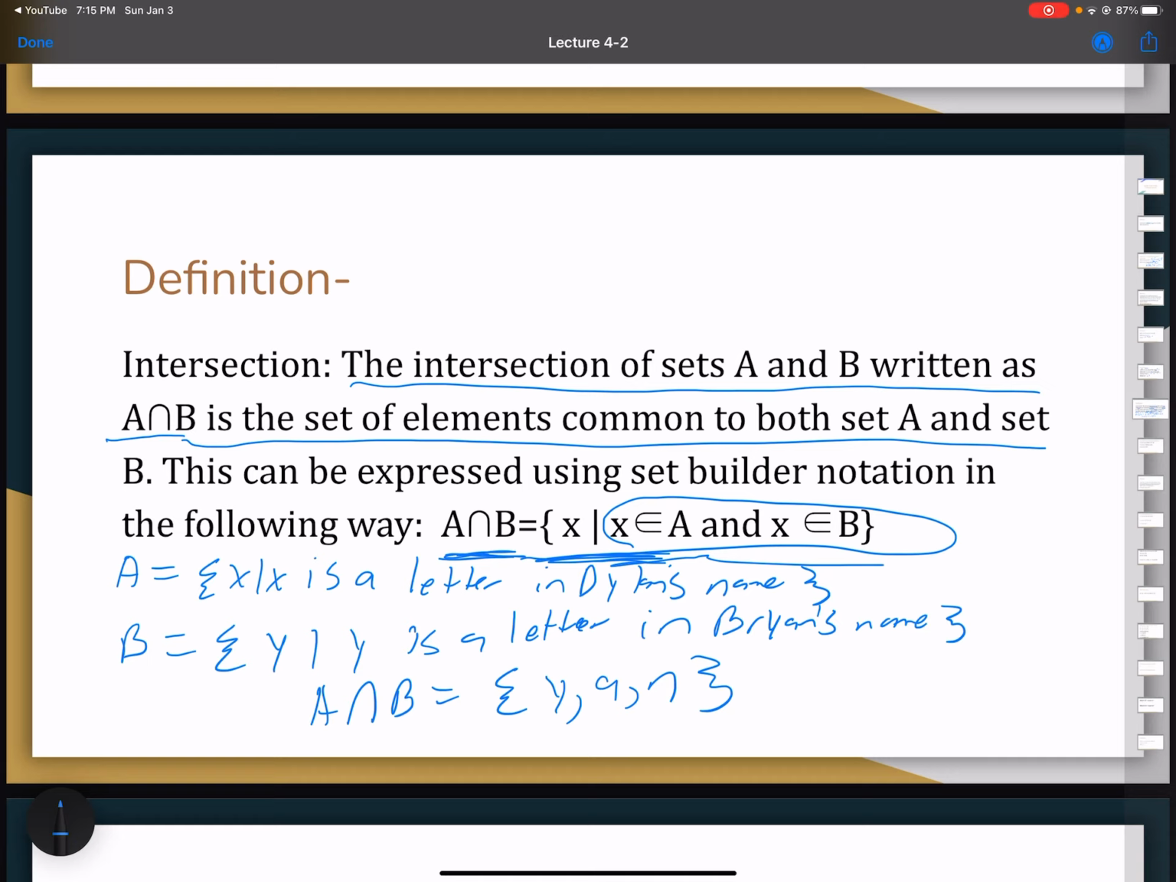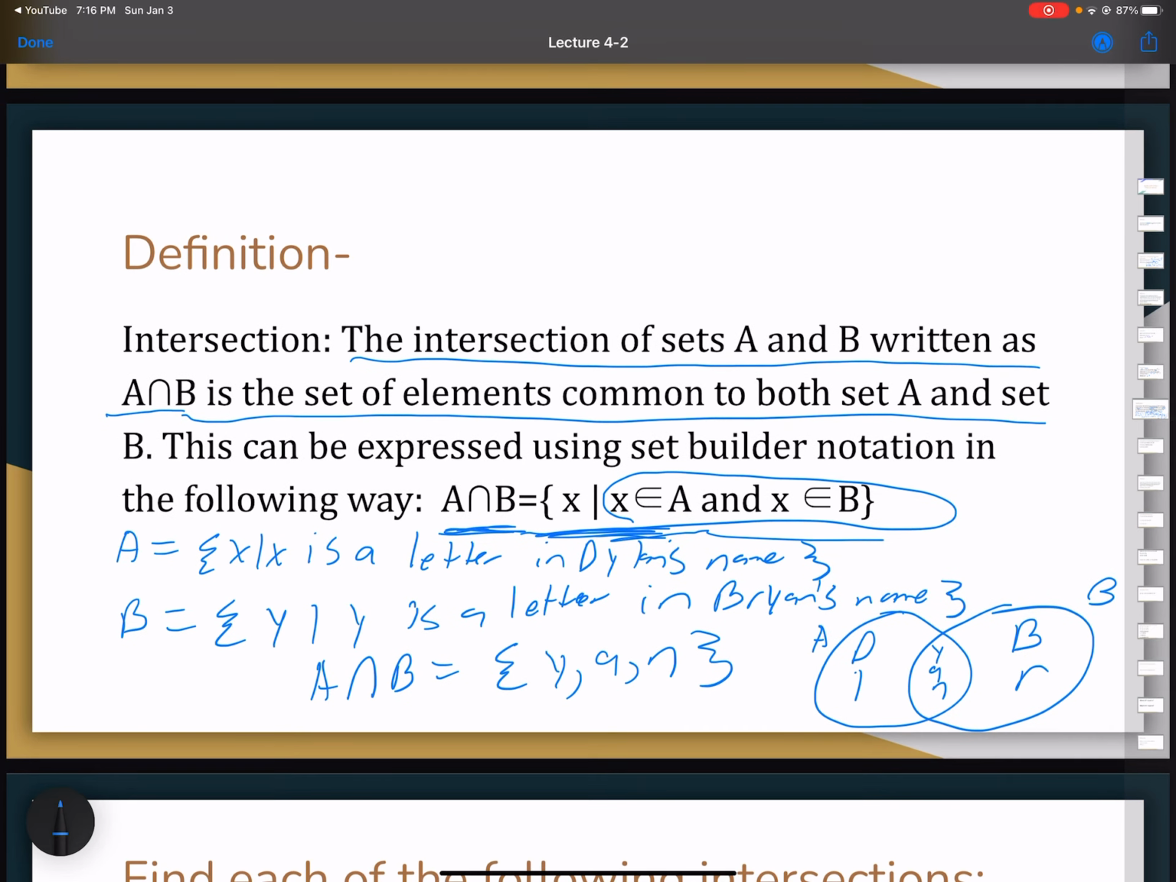Notice we could also use, which we're going to talk about a lot more later on, Venn diagram notation, where this over here is set A, this over here is set B, and the letters in both of them are Y, A, N. The other letters in Dylan's name are D and L. The other letters in Brian's name are B and R. So we could also use Venn diagrams to display our information. We'll be talking about them more, so we'll do a few today.